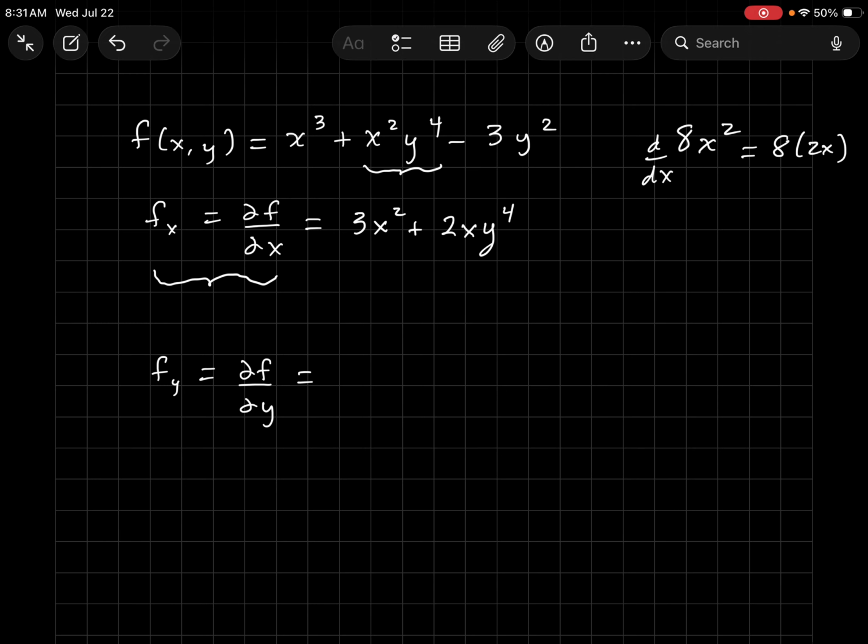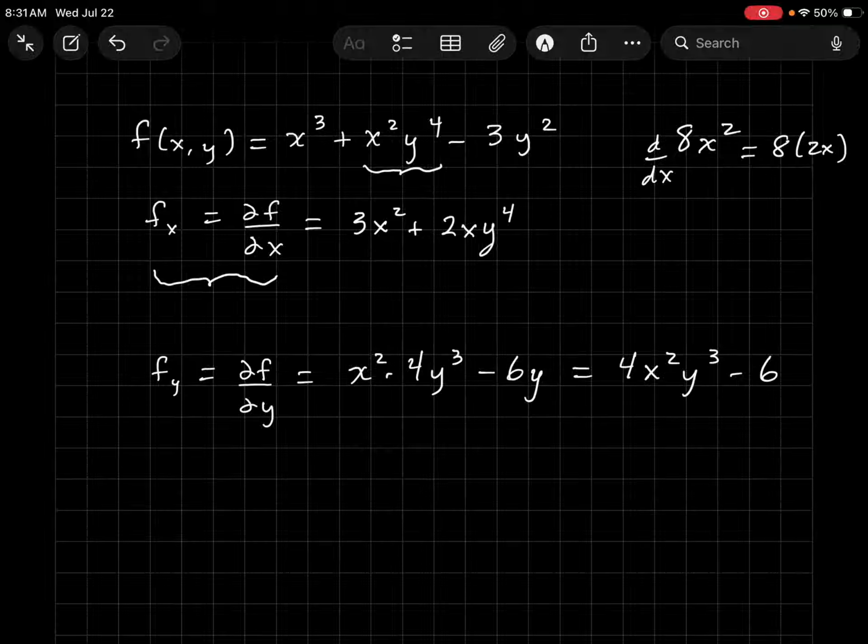The partial of f with respect to y is the derivative of x cubed, but x cubed is a constant in this case, so we don't need that. And then the derivative of x squared y to the fourth is treat x squared as a constant times the derivative of the y part. And then the derivative of negative 3y squared with respect to y is negative 6y. And certainly we could rewrite this in a slightly different form, kind of a more standard form, as 4x squared y cubed minus 6y.